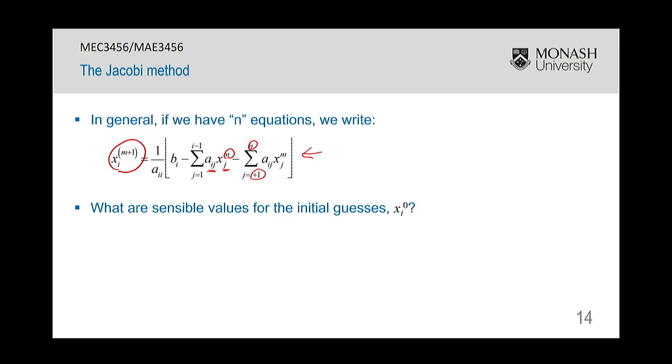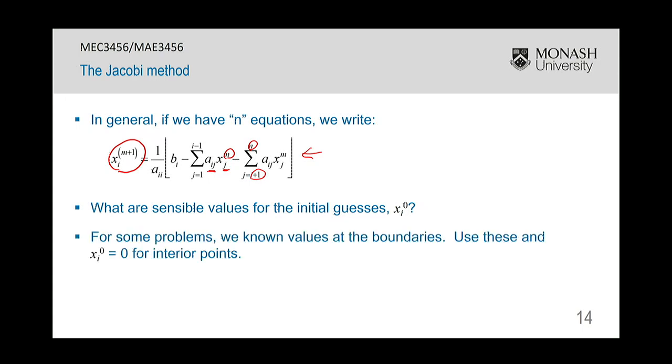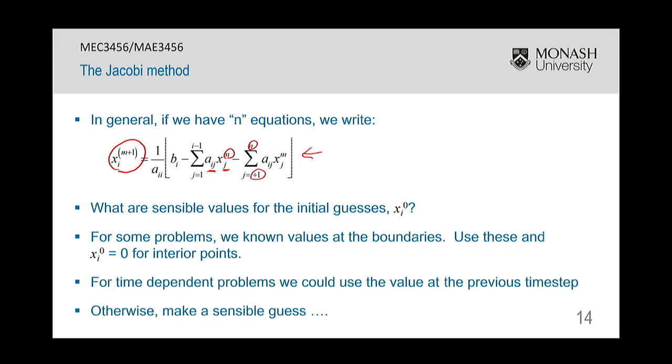So what are the sensible values for our initial guesses? That can be problematic. For some problems we know values at the boundaries, and we could use these boundary values, and then also x_i^0 is equal to 0 for any interior points. That's probably as good a thing as we can manage. For time-dependent problems, we could use the values at the previous time step. That actually makes a very good estimate in time-dependent problems. Otherwise, we need to make some kind of sensible guess. Often it doesn't matter a lot.